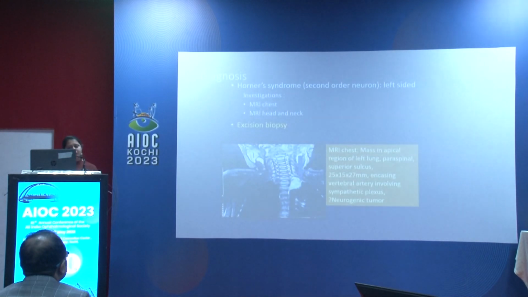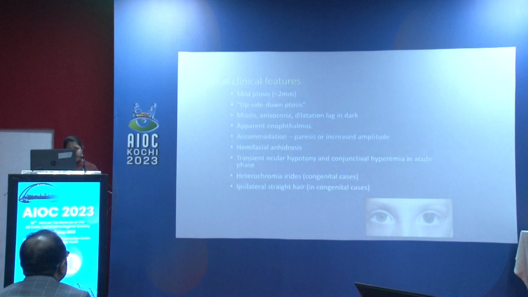So what we did was MRI chest and head neck, and we found a Pancoast tumor, that is a mass on the apical portion of the left side of the lung. So typical features of Horner's are mild ptosis, upside down ptosis, miosis, anisocoria, and dilatation lag, which is most common.